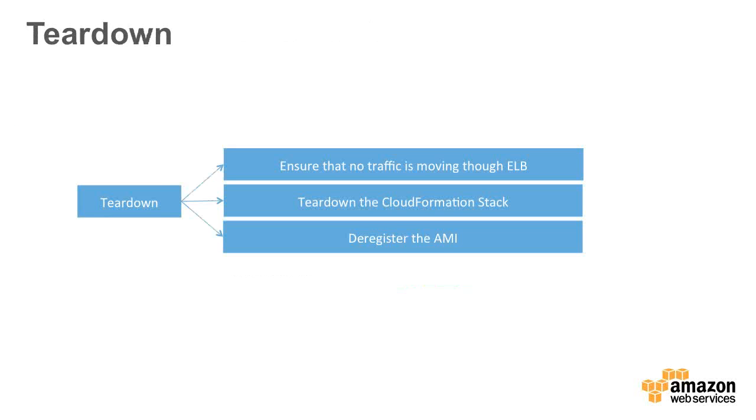The final part of the life cycle was tearing down. This involves steps like ensuring that there's no traffic moving through the ELB, and then using CloudFormation to tear down the entire stack in a consistent way. Once we've done that, we could even deregister the AMI. Remember, the AMI represents our application version. That's the artifact that we deploy with. So we could either choose to leave those AMIs there for version control and audit and reporting, or perhaps deregister them to reduce storage cost.